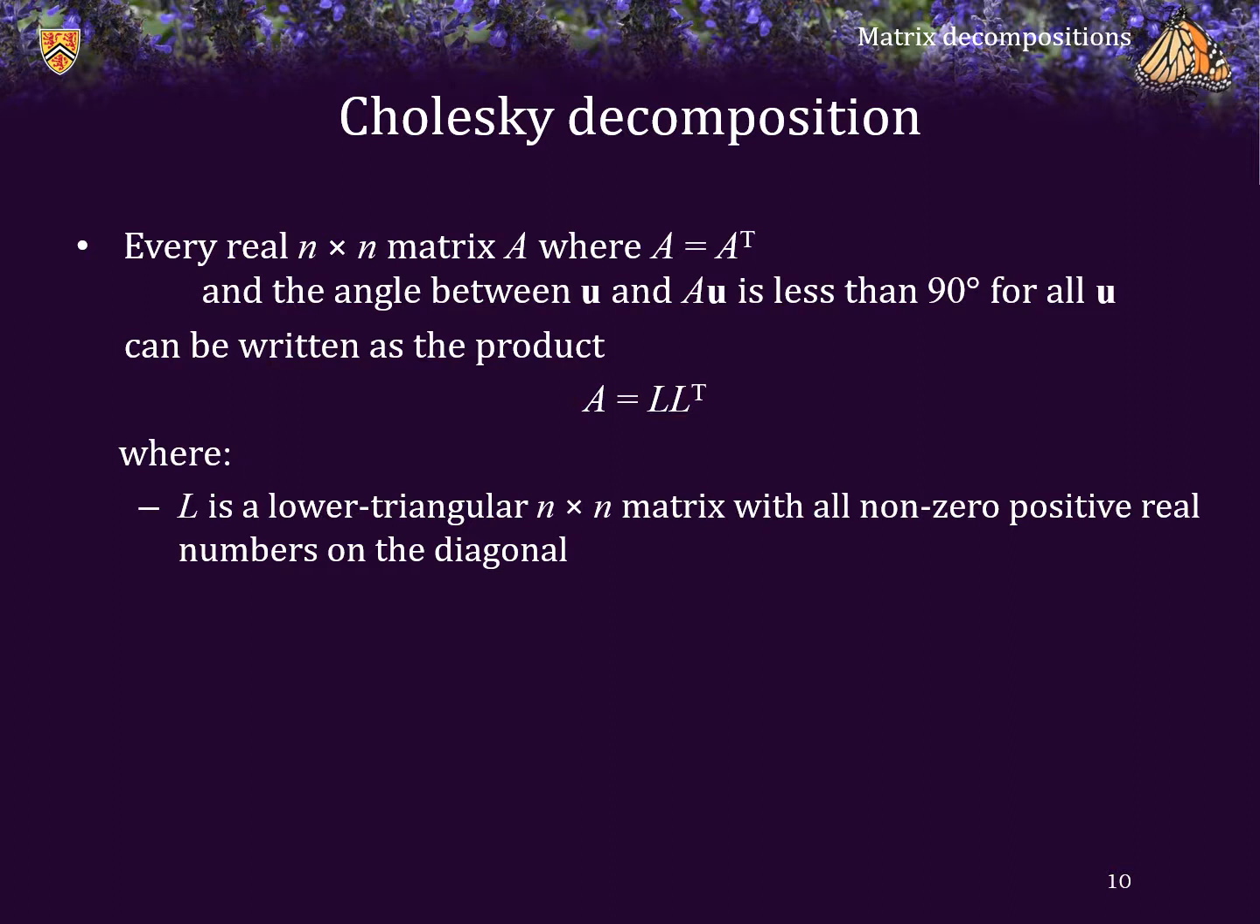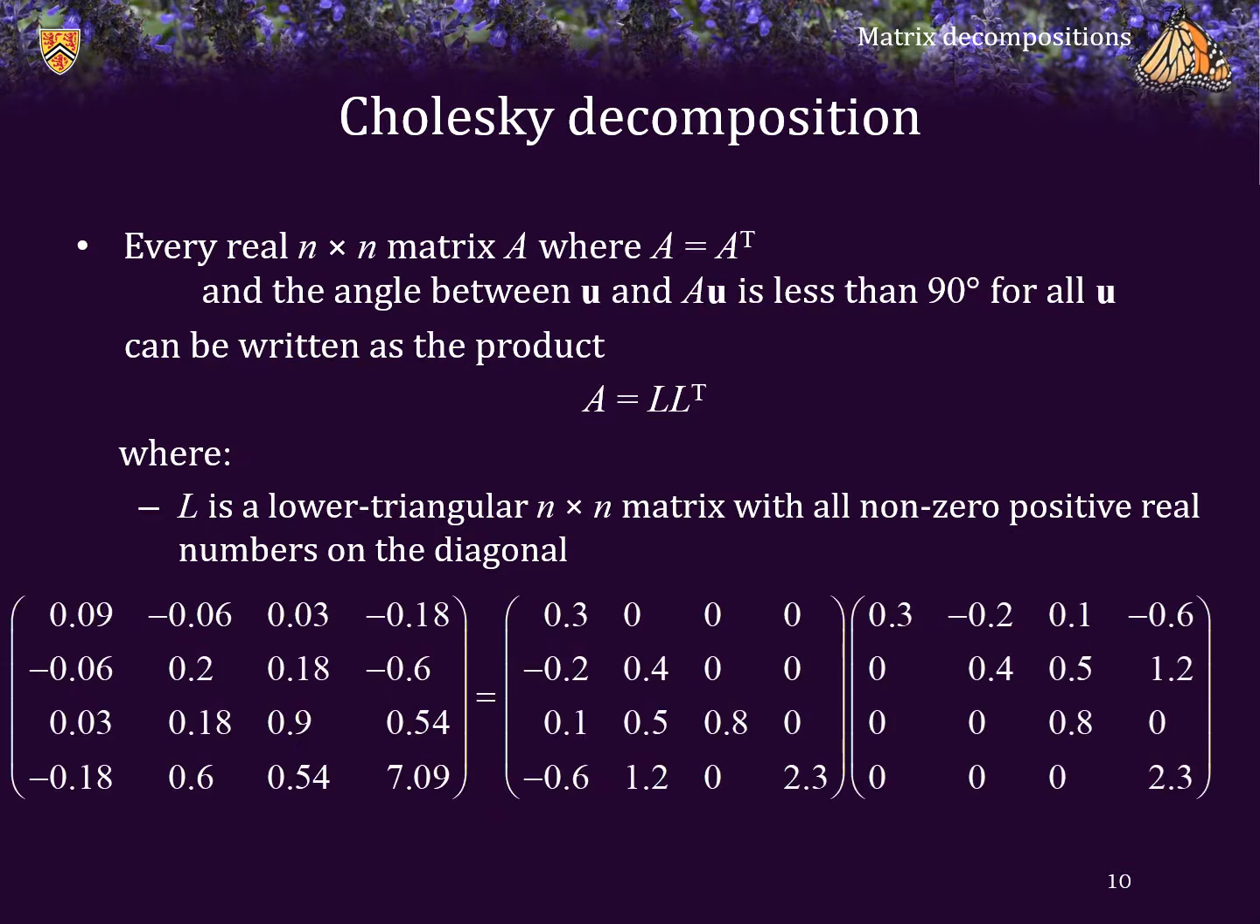The Cholesky decomposition says that if we have an n by n square matrix where A equals its transpose, and the angle between U and A times U is less than 90 degrees for all vectors U, that is, the inner product between U and A times U is greater than 0, then that matrix A can actually be written simply as L times L transpose, where L is a lower triangular n by n square matrix where all the entries on the diagonal are non-zero positive real numbers.